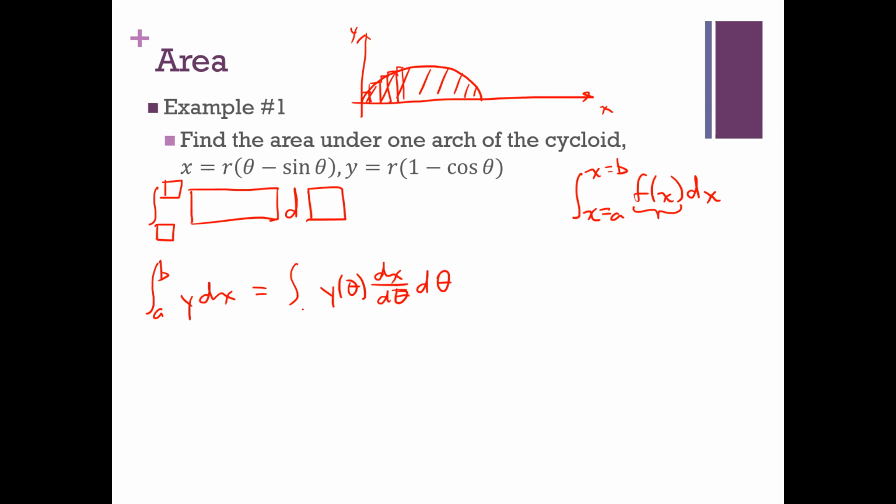So any questions on the setup here? Basically, we're doing what we've always done. We're integrating some function that tells you y with respect to x. It's just now those y's and x's are all kind of governed by theta. They're all expressed in theta. So let's worry about the bounds last.